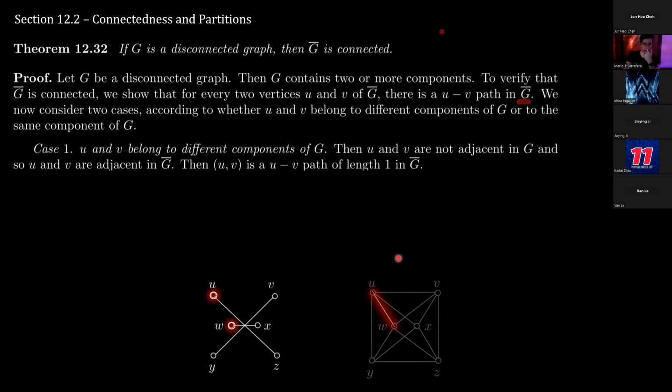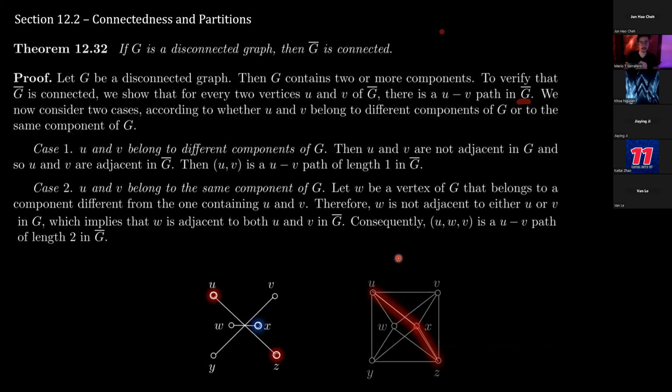So that's pretty nice. Case 2. Let's suppose that U and V belong to the same component of G. So for example, here we have U and we have V, let's say. These are the two vertices on the same component.